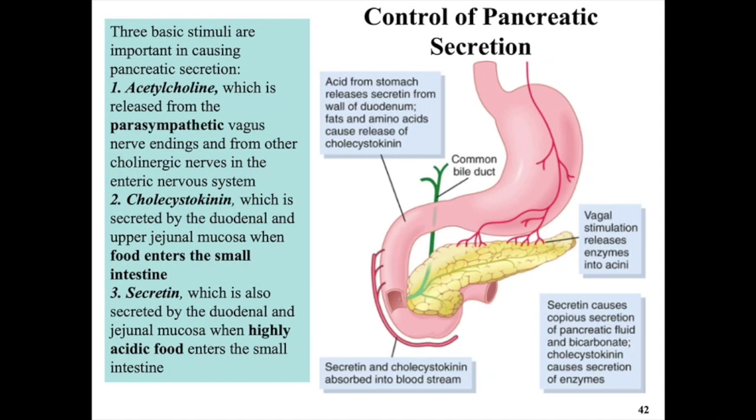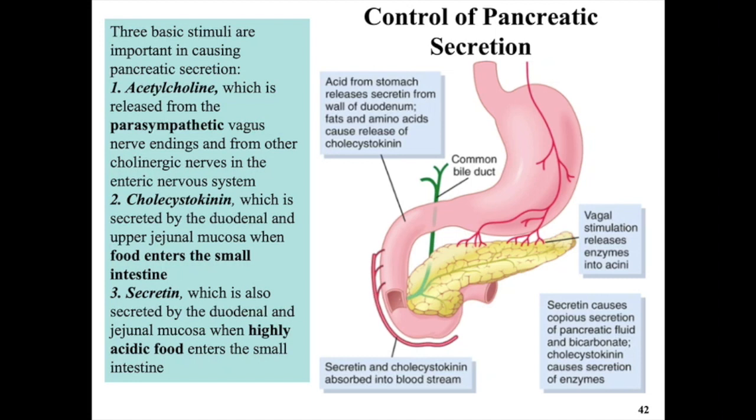When? So you have to know the place, and then what is the trigger and what is the function. So the trigger is food. We'll see what kind of food, but it's essentially fats and amino acids that cause the release of CCK. Secretin is another hormone that is also produced by the duodenum and jejunum, but in this case it is when acidic food enters the small intestine.